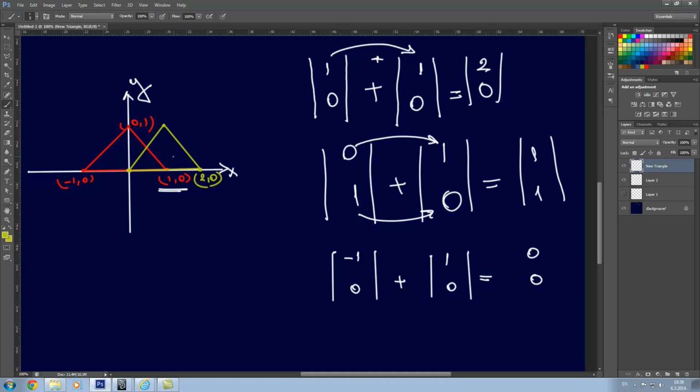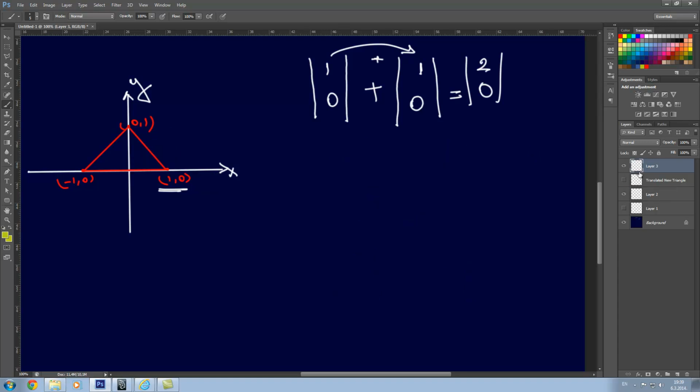Okay, now how about scaling? We would like to scale. I'm going to call this the translated new triangle. I'm going to add one more layer, and I'm going to hide this one. Actually, I was writing all the time on this layer, but anyway, I'll hide this one, and this is going to be the scaled new triangle.